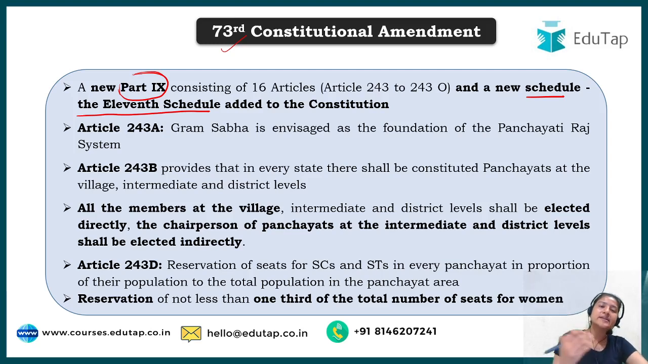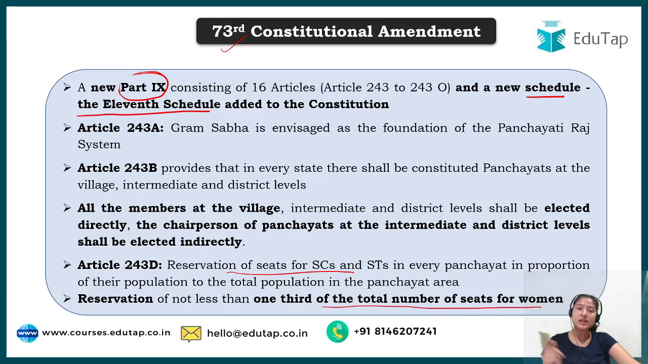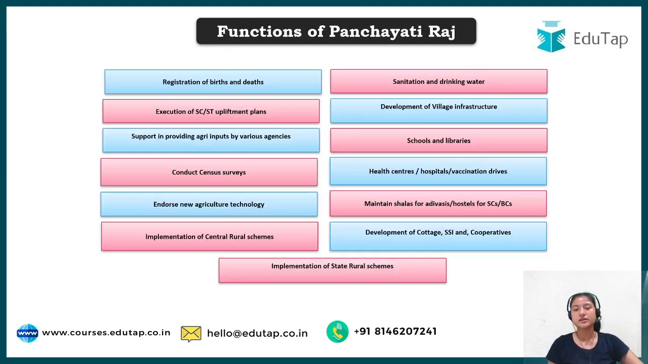Now it has various articles, and it is more or less inspired by the Balwant Rai Mehta committee. Other things that were lacking, for example reservation, were added. Again, we opted for the three-tier system which the Balwant Rai Mehta committee suggested. Apart from that, we also have reservation of seats for women, so not less than one third of the total number of seats should be reserved for women.